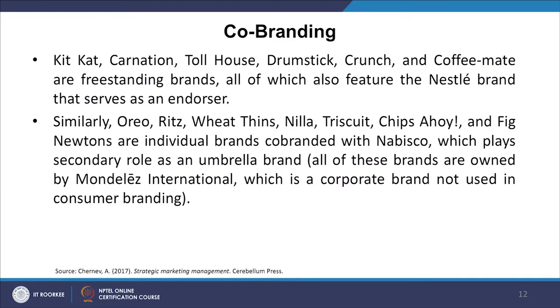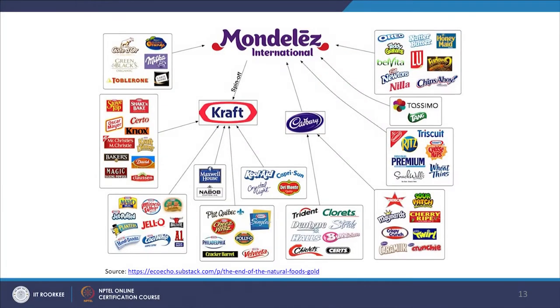And then Oreo, Ritz, Wheat Thins, Nilla, Triscuit, Chips Ahoy, and Fig Newtons are co-branded with Nabisco. And Mondelez is the international owner of all these. This is a corporate brand. It's actually the umbrella brand basically, but never named anywhere. In this picture, you can just go to their website, so it will not be so easily visible to you, wherein so many logos and symbols are there under Mondelez. So that is how this co-branding perspective and structure goes.